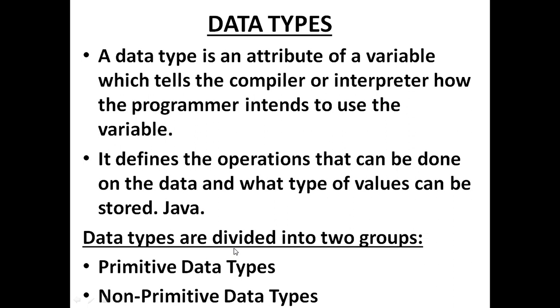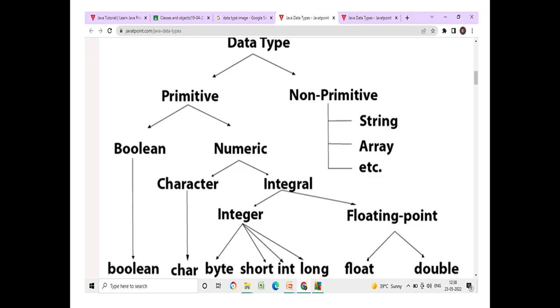The data types are divided into two groups. Number one, primitive data types. Number two, non-primitive data types. What are primitive data types? Okay, this is a data type. Data types are of two types. One is primitive data types and another one is non-primitive data types.